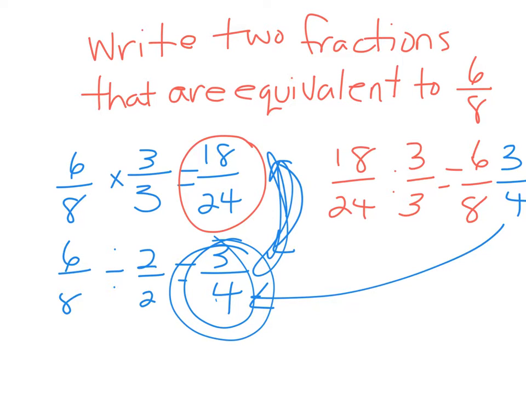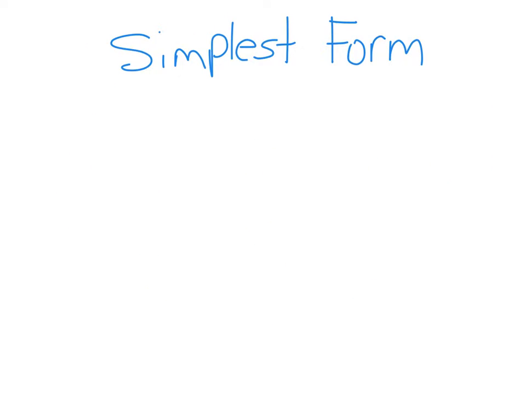All right, I'm going to go to the next screen. Didn't mean to confuse. Now, the simplest form that we normally want to get to is where the numerator and the denominator have 1 as their greatest common factor, meaning 1 is the greatest common factor between the two.